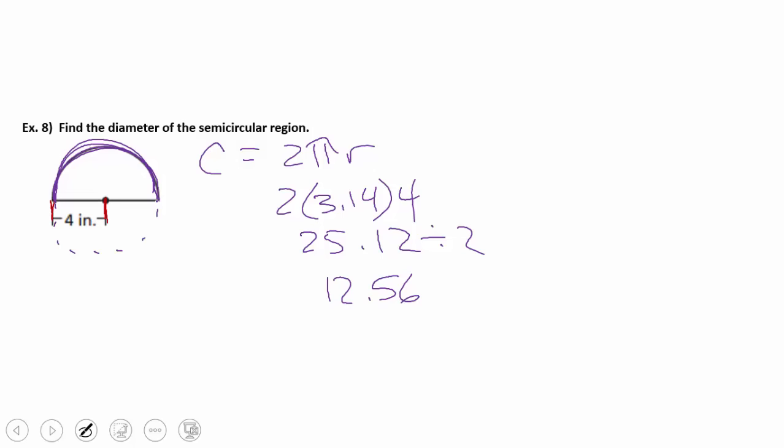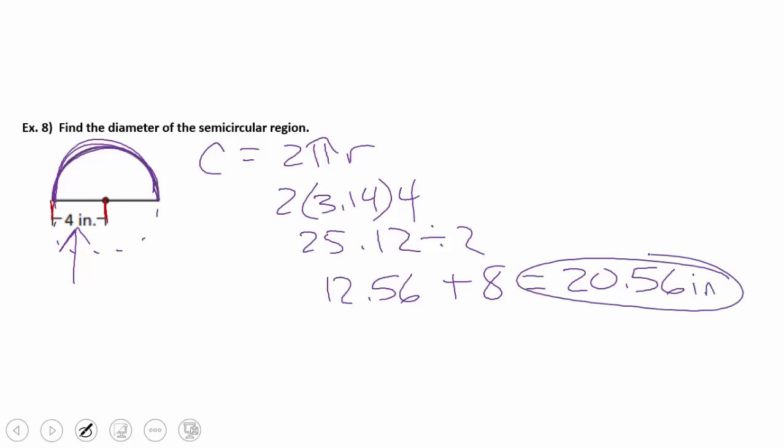Most people, this is where we make a mistake because we only add the 4. Well, that only gives us half of that distance. We need to add 8. 8 is the diameter. All right? So 8 is the diameter, and when you add that, you get 20.56. And of course, the units are inches.